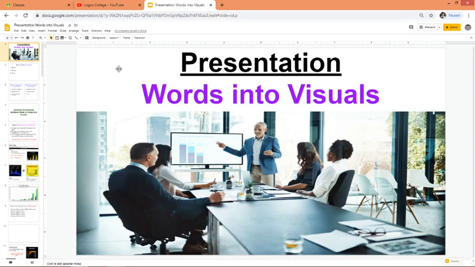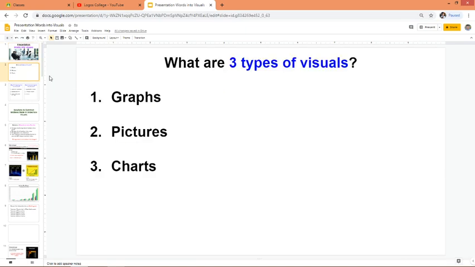Okay, let's go back to our presentation on visuals. So we learned last semester there were three types of visuals: graphs, pictures, and charts. The textbook we used last semester was Speaking of Speech. So what I did was I took some pages of Speaking of Speech and put them onto the slideshow. I want to go more in depth and get into more detail about visuals than the book did. But if you want to follow along with the textbook, you can.